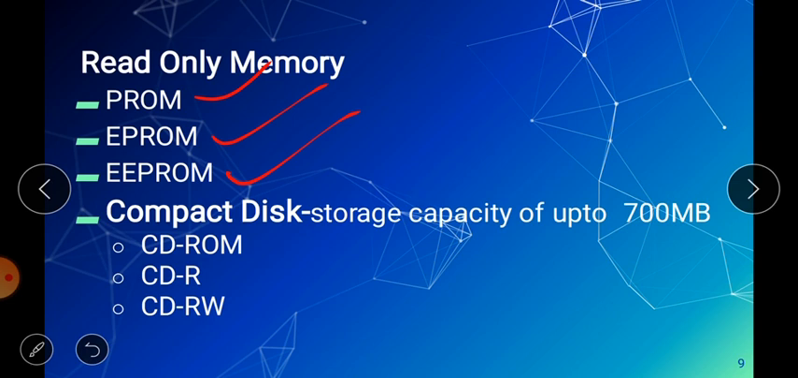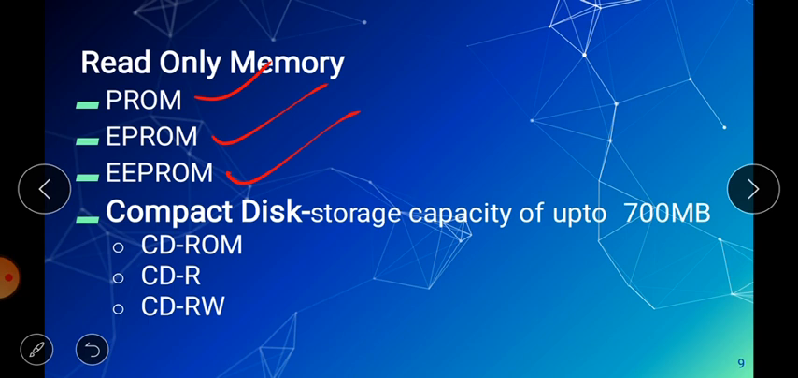Then the next is EPROM, that is erasable programmable ROM. Means in this memory you can write the data and you can also erase the data. Means you can write the data more than one time in this read only memory, but there are some specific devices available through which you can erase the data.